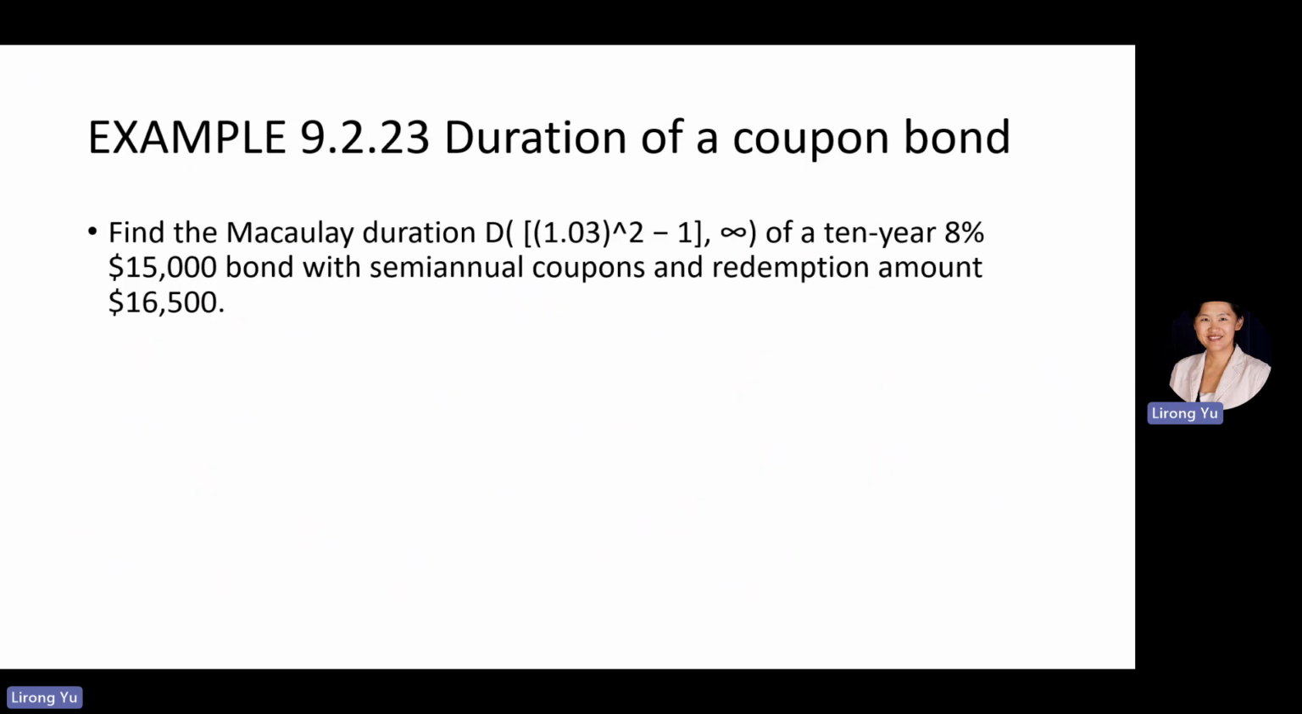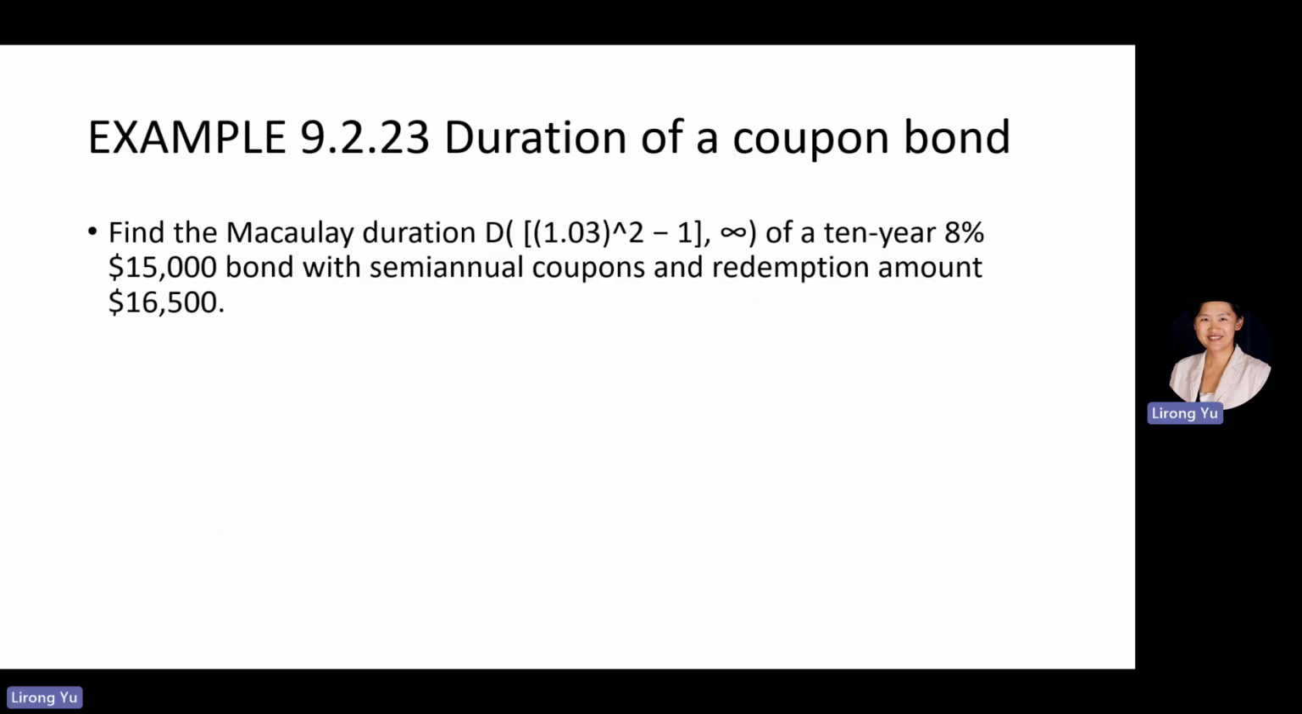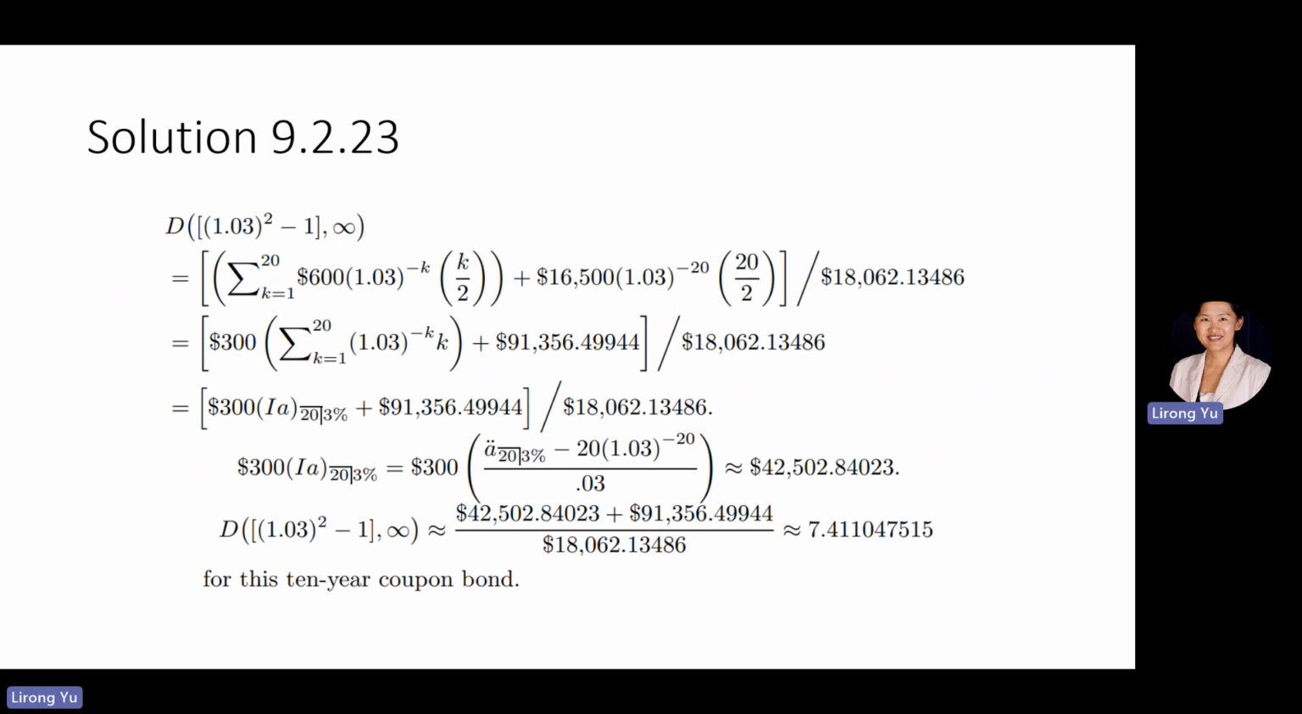Okay, so how do we calculate the duration of a coupon bond? For a zero coupon bond, the maturity is the Macaulay duration. But if we get a coupon, then do I have a solution here? We do have the solution. So it has coupon, and we can do this with Excel, or you can use this formula.